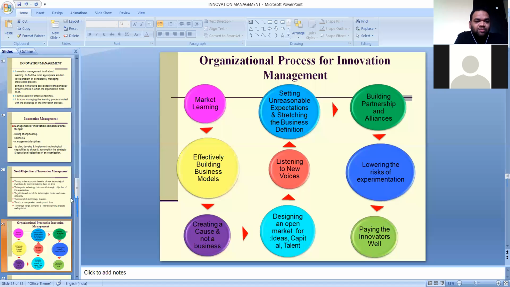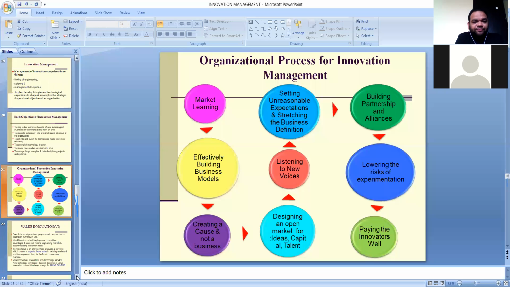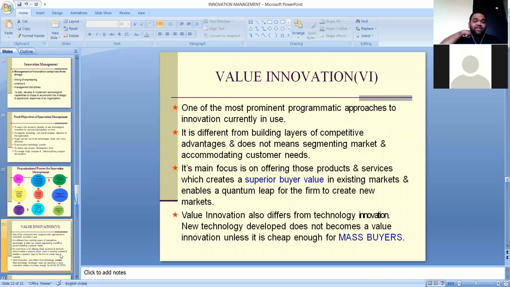Moving on to the next slide, a very important slide, what we call value innovation. Up to now, we have come across innovation management and the innovation process in the organization. But I want to speak about value innovation. What is value innovation?